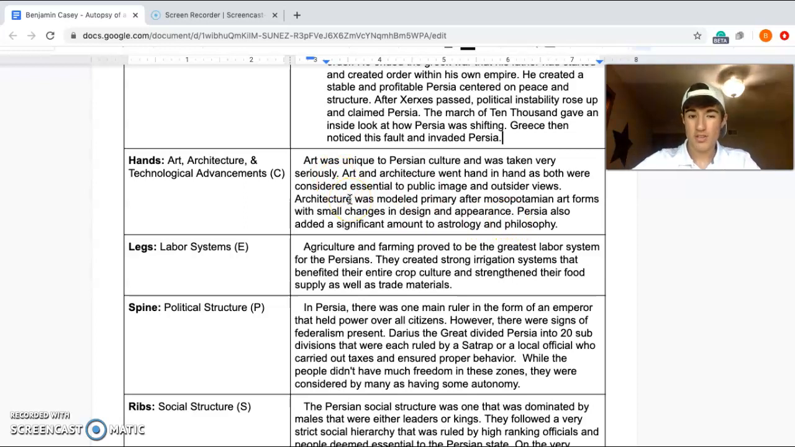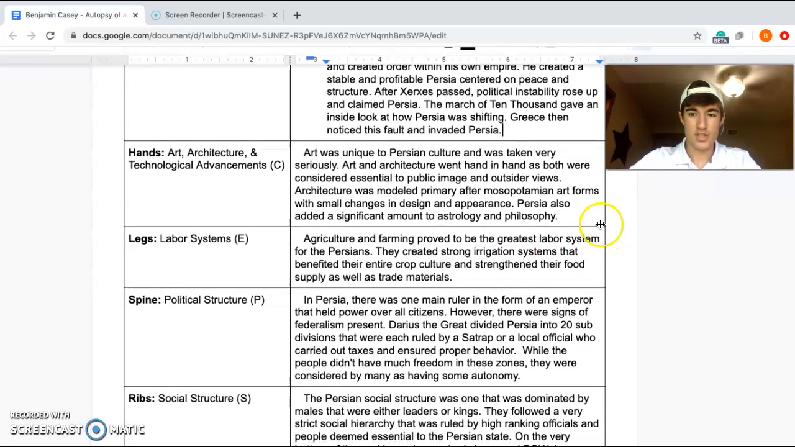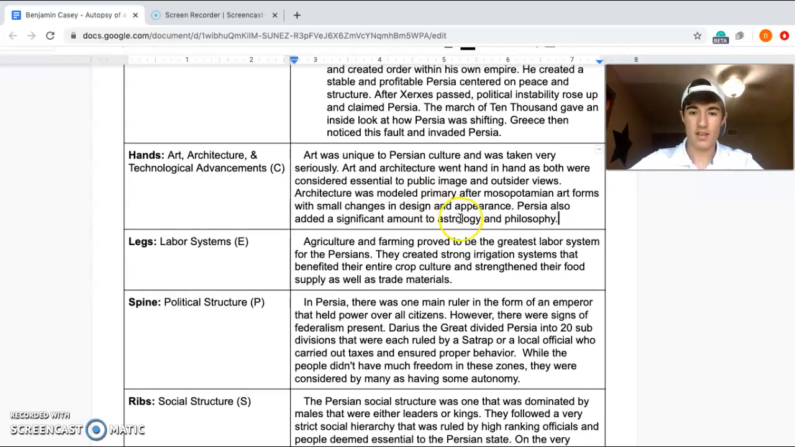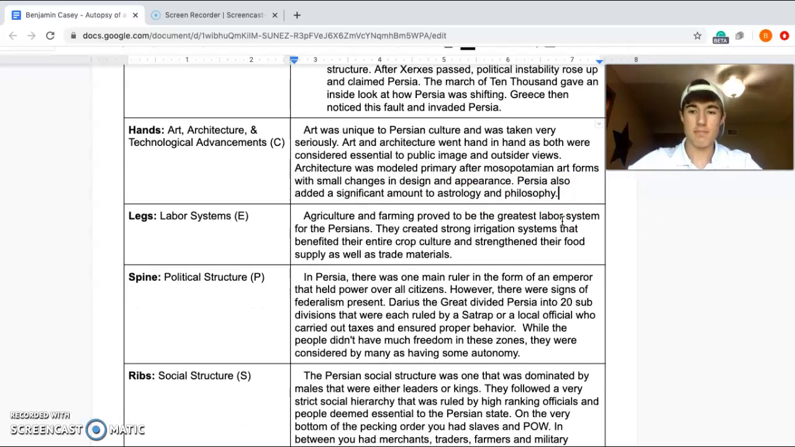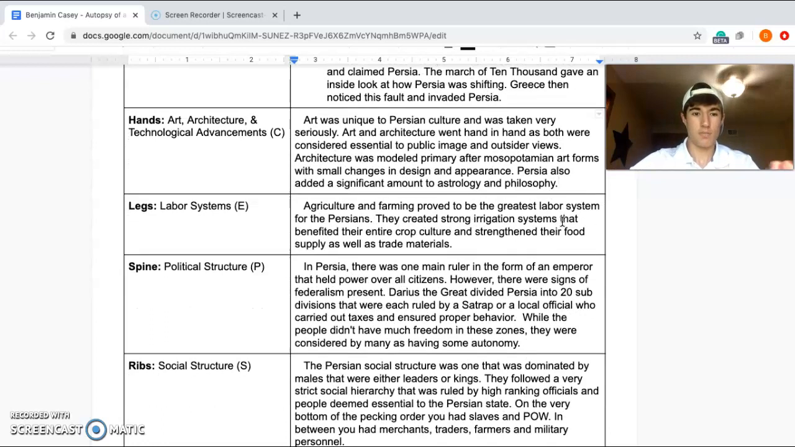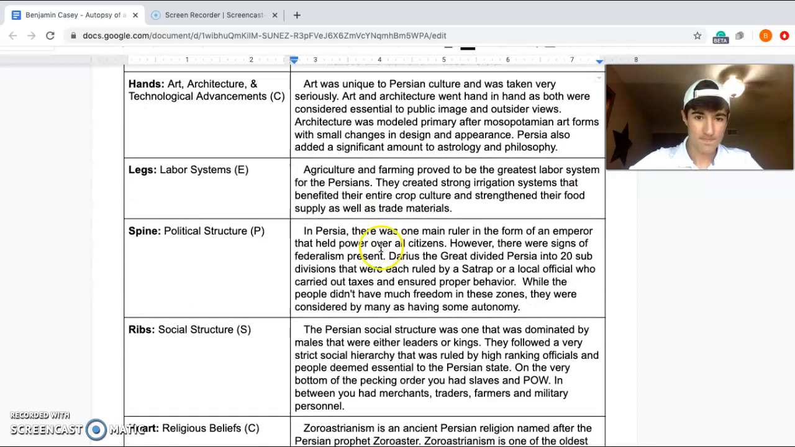Persia's technological advancements in terms of intelligence and logistics, they did add a significant amount to astrology and philosophy. And along with that was medicine. Persia was the most medically advanced during this time, due to the fact they used lots of natural herbs, and they discovered many cures for many sicknesses that many believed were incurable. So props to the Persians on that one.